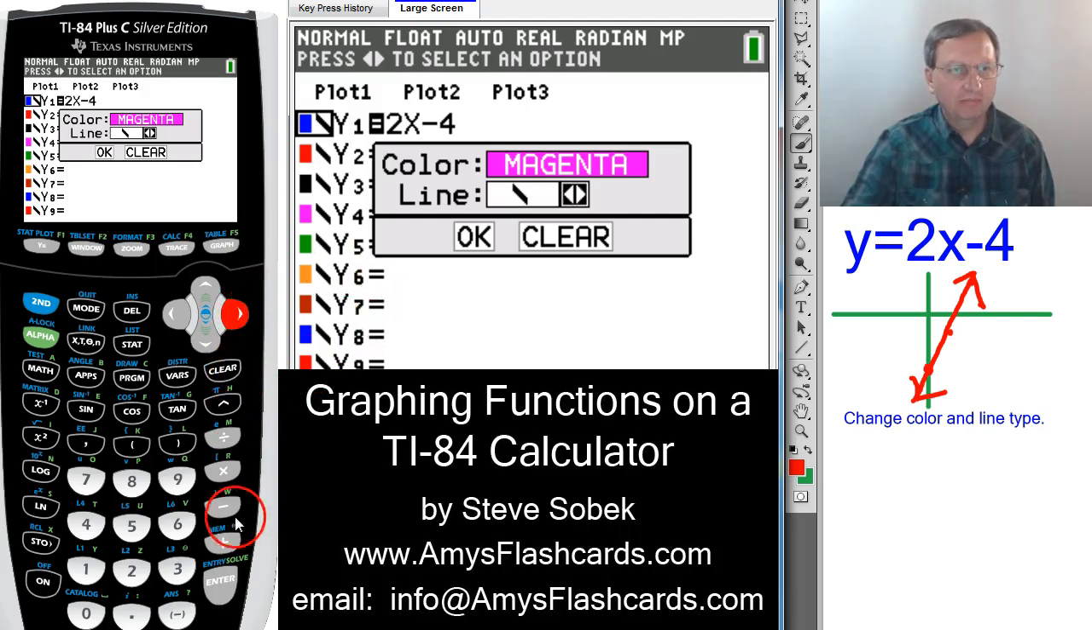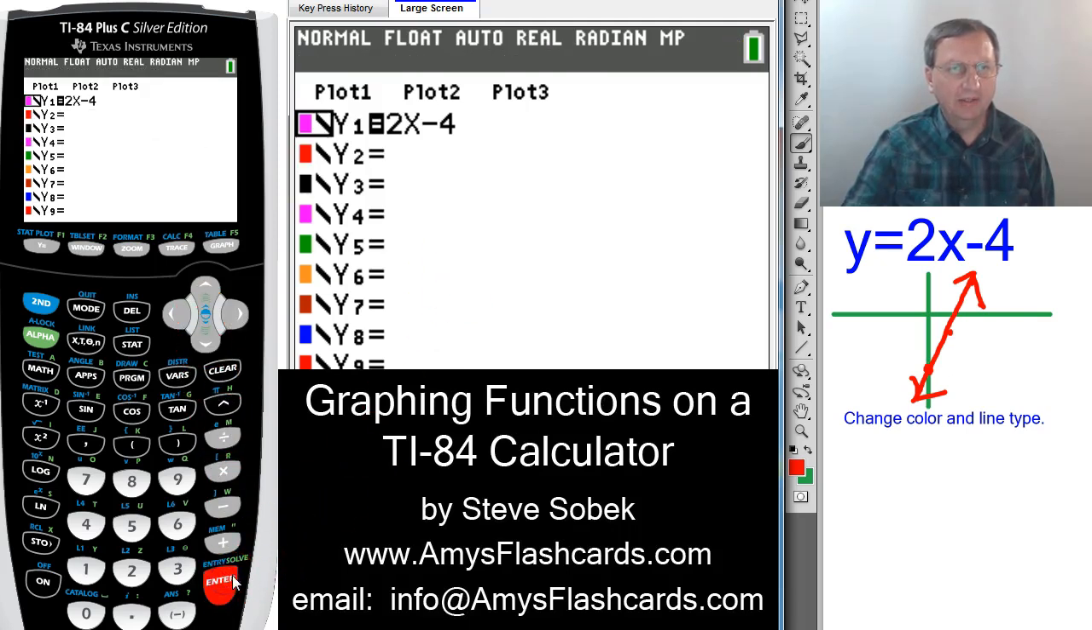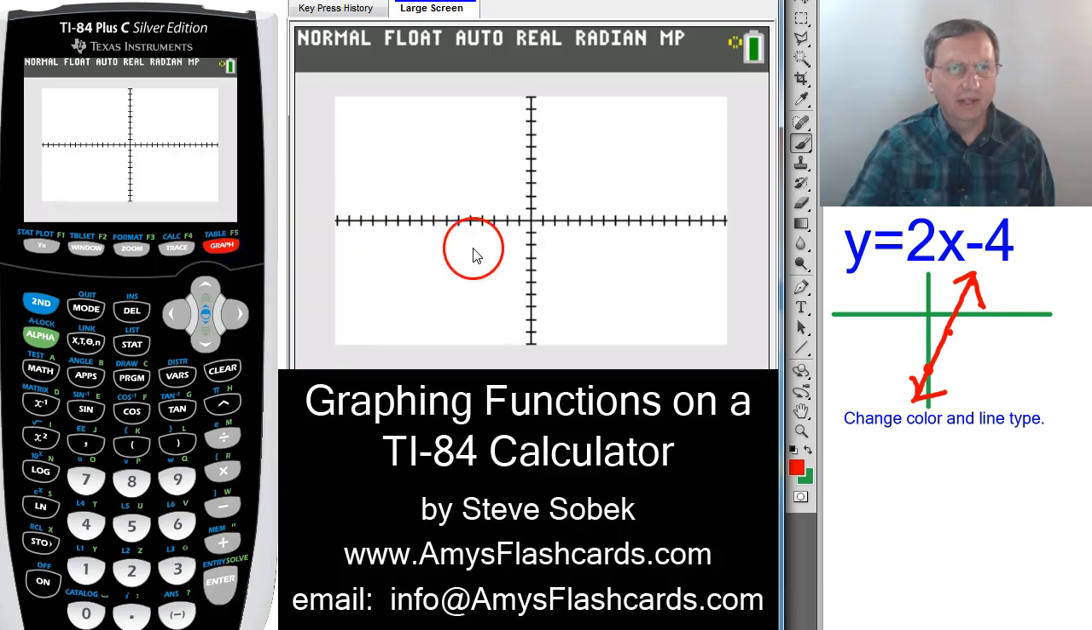Let me just hit the down arrow key to highlight the OK button, and then hit enter, and I'll hit graph again, and you'll see that the color should have been changed. There's a magenta graph. All right.